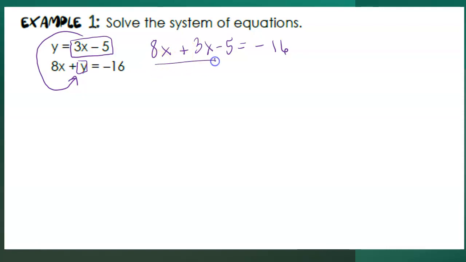So 8x and 3x combine to give me 11x. Bring down my minus 5 equals negative 16. I need to get 11x by itself, so I'm going to add 5 to both sides. Negative 5 and positive 5 make 0.